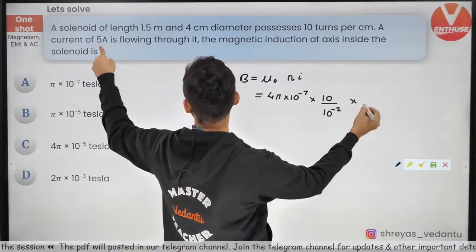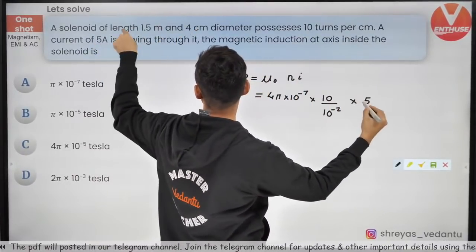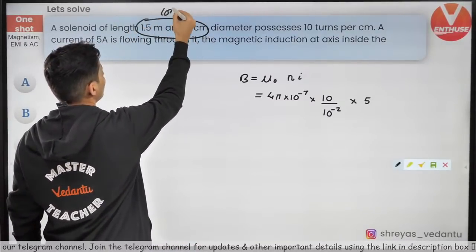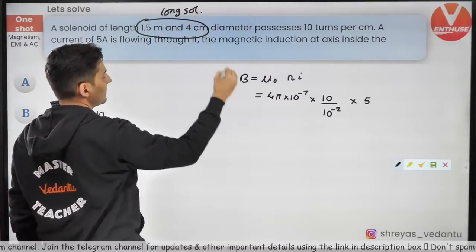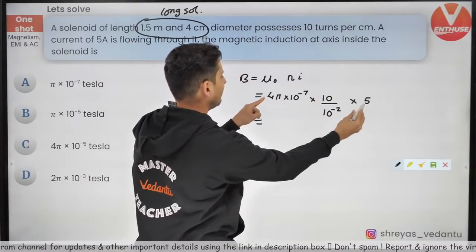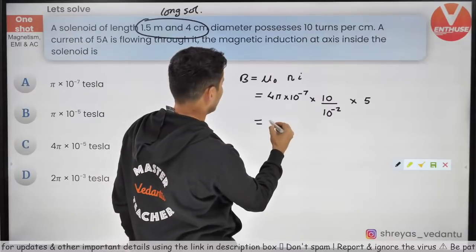Is the current given? 5. What is the use of this? No use. This just tells you that it is a long solenoid. Nothing else. It's a long solenoid. That's it. So just do the math and see what you get. 4 5s are 20.